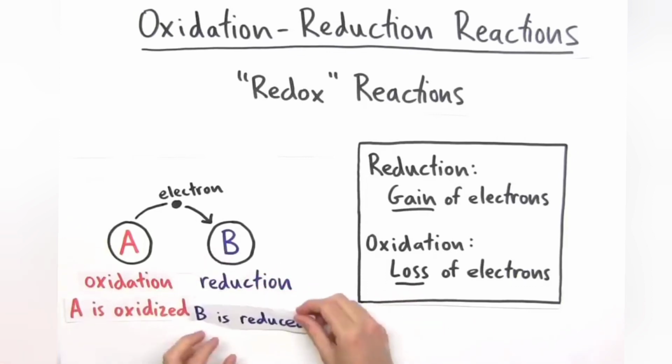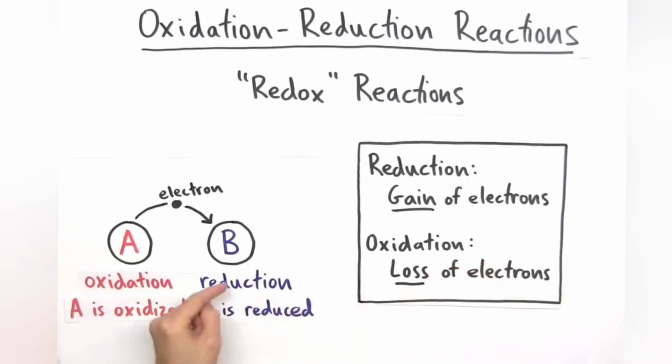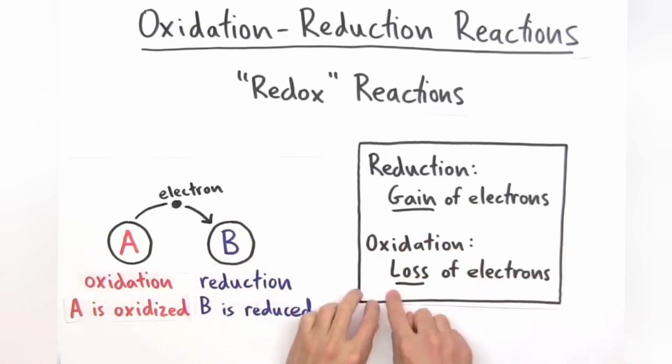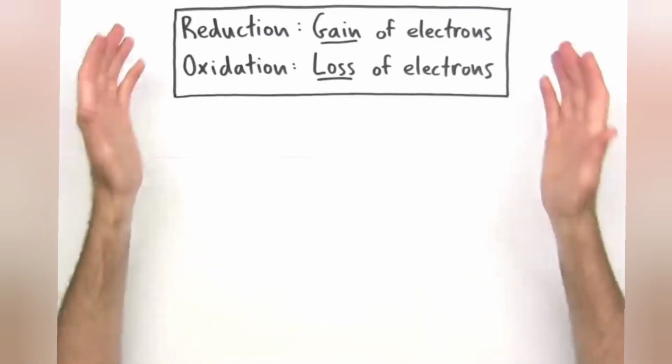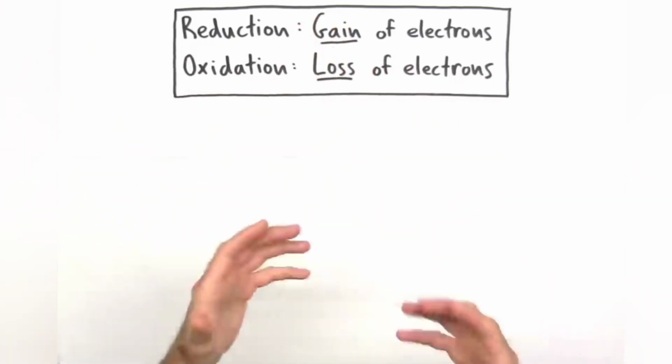This is a typical example. Now A is transferring electron to B. Because A is transferring electron to B, we say A is undergoing oxidation, and then we say that A is oxidized. On the other hand, B is accepting electrons, so we say B is undergoing reduction, or we say B is reduced.